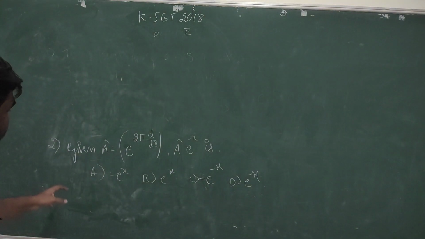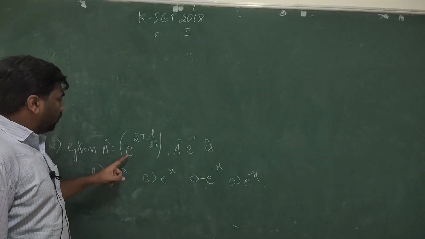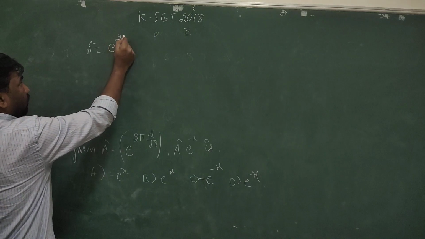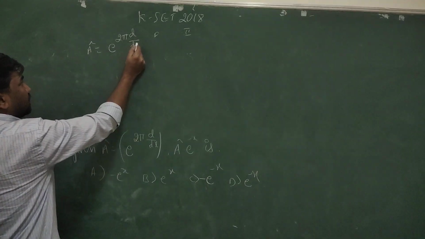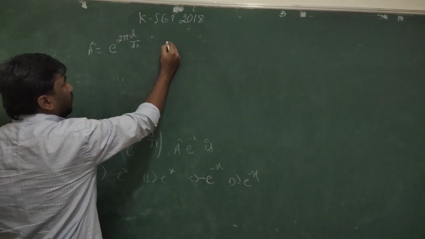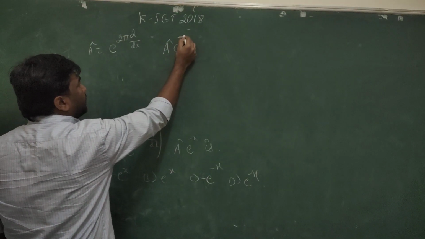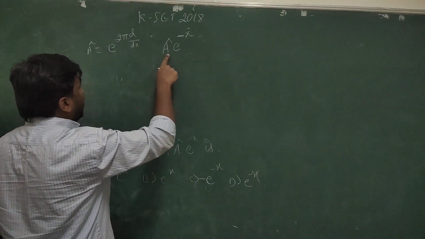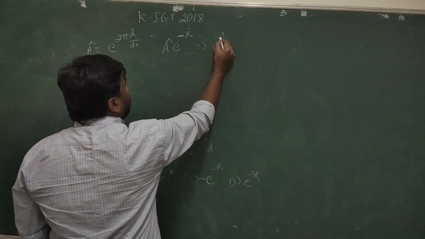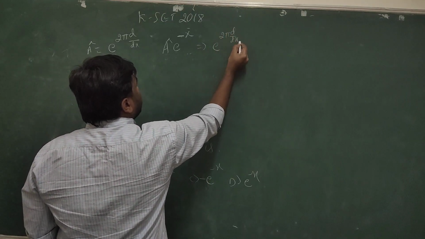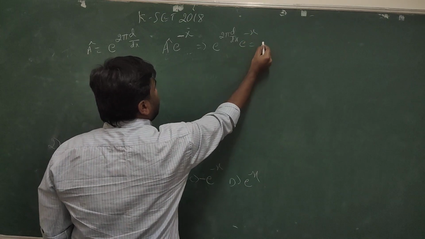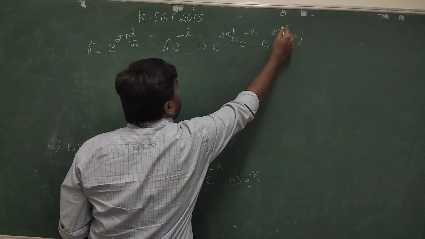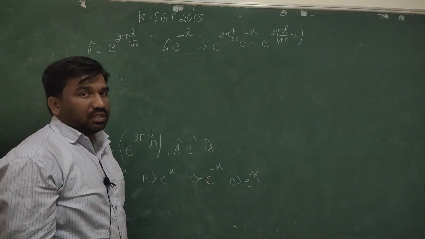This is the question given: A is equal to e power 2 pi d by dx, so the operator A is the exponential of 2 pi d by dx. We have to calculate A acting on e power minus x. If we apply it directly, it becomes e power 2 pi d by dx into e power minus x, which is equal to e power 2 pi d by dx of minus x. This is not a correct answer.